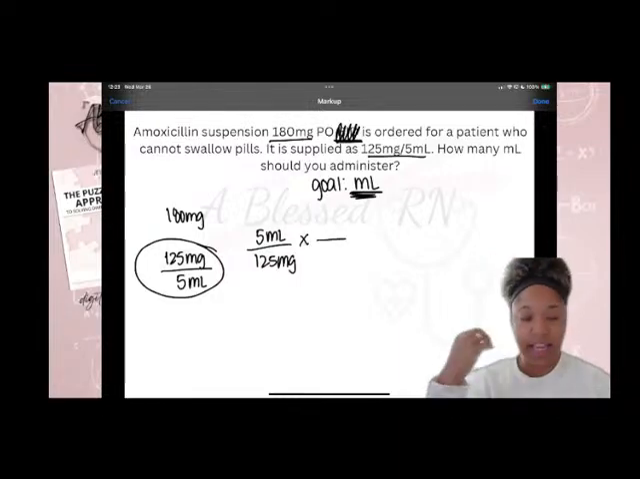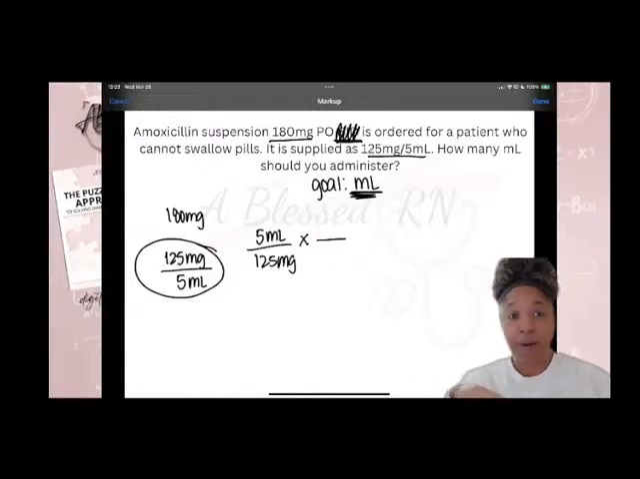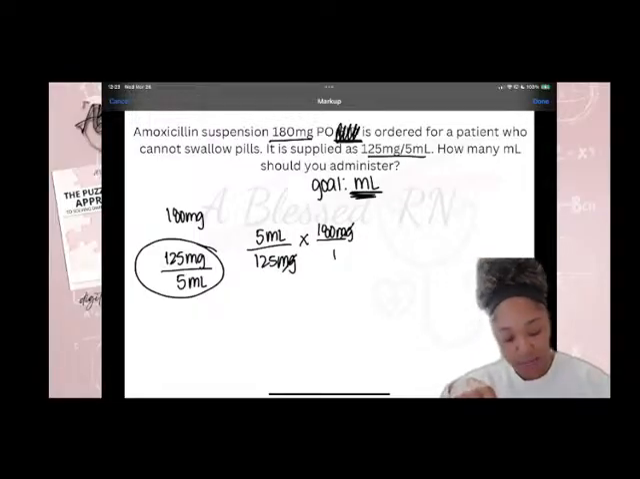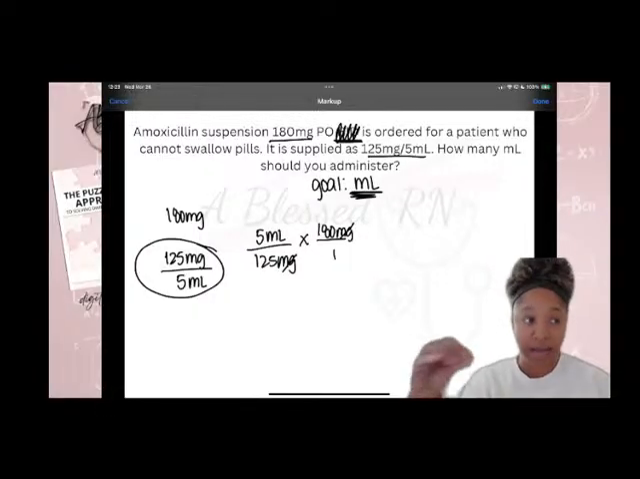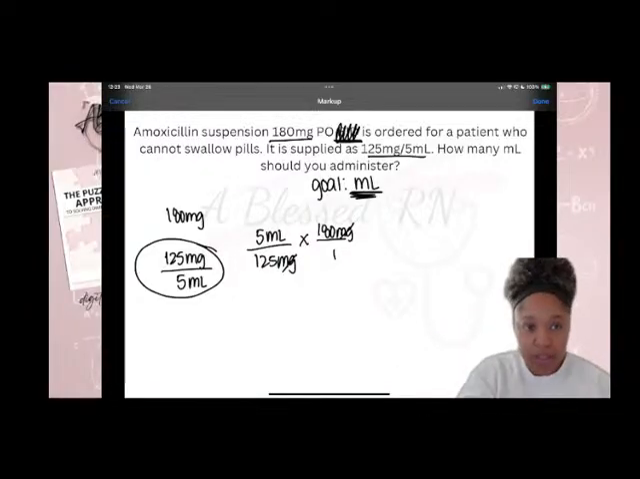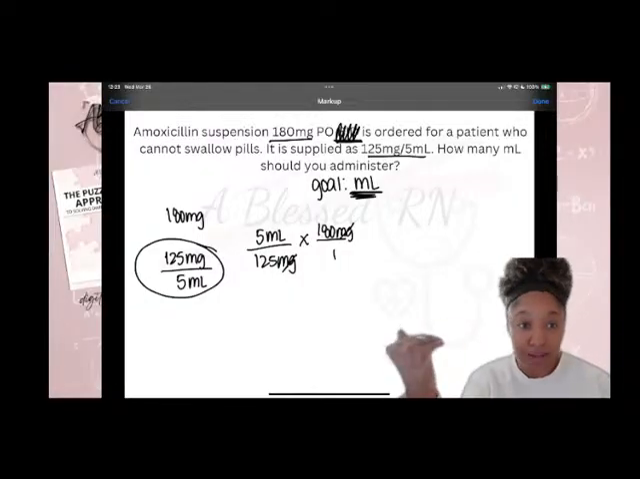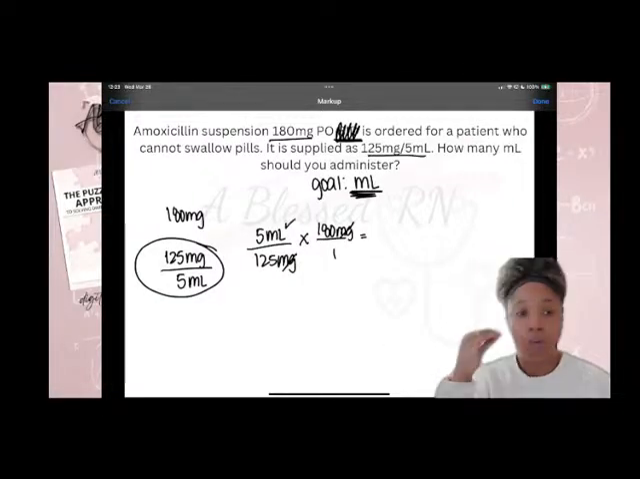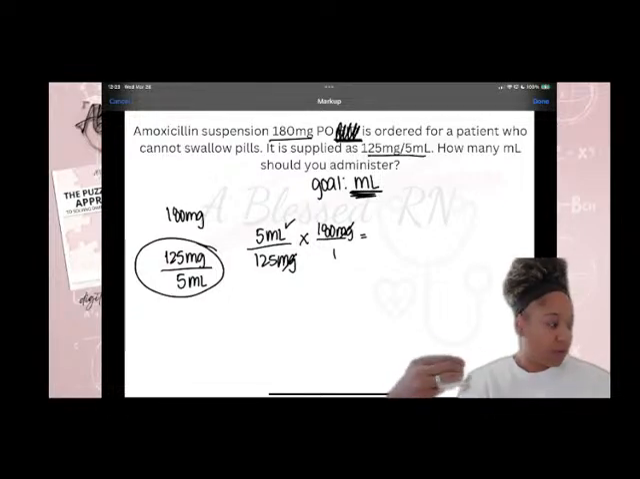Now I need milligrams on the top because that's not a part of the goal. Anything that's not a part of the goal has to get canceled out. Okay? So 180 mg will go on the top, and because 180 milligrams is just by itself, don't make it equal to a day, to a person, to whatever. Put it over one. That one's going to show you that 180 is on the top. Okay? So now everything is canceled out except for what you were looking for, which is milliliter.